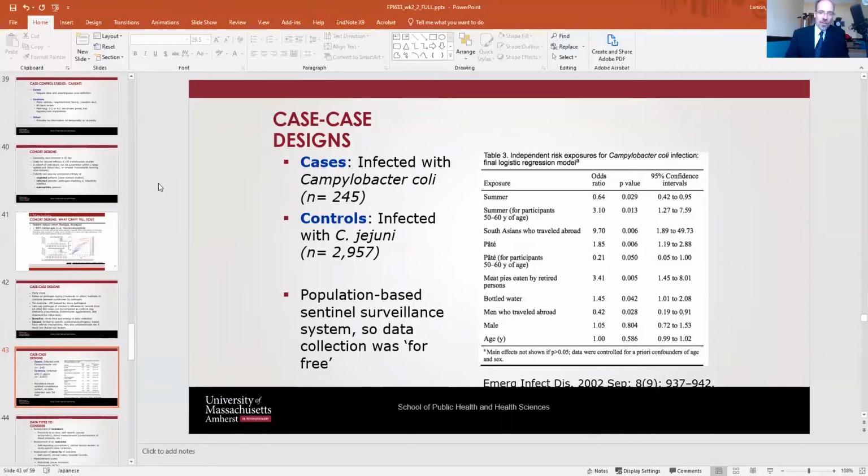Here's a case-case design. Cases were infected with Campylobacter coli. Controls were infected with Campylobacter jejuni. And we got approximately a 10-to-1 ratio of controls to cases. And then we're comparing individual risk exposures for these two pathogens. So case-control, case-case, very similar, sort of different goals.